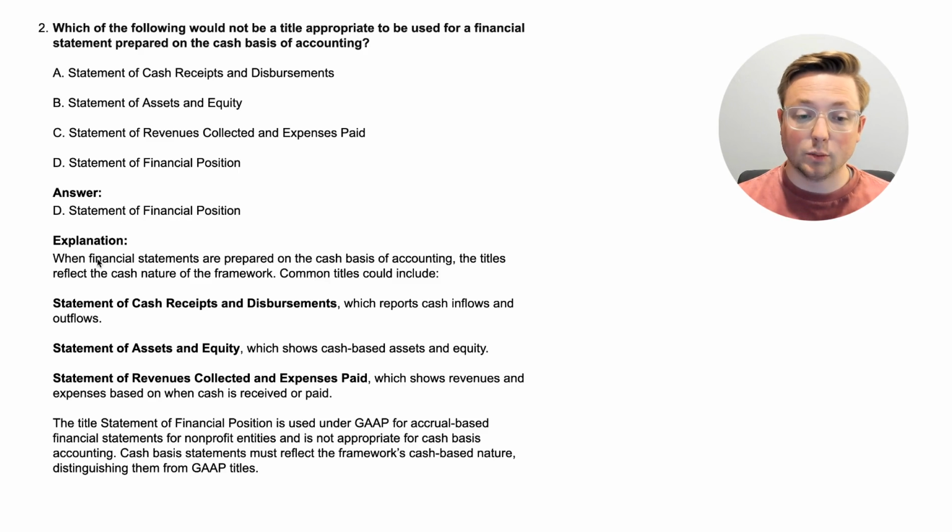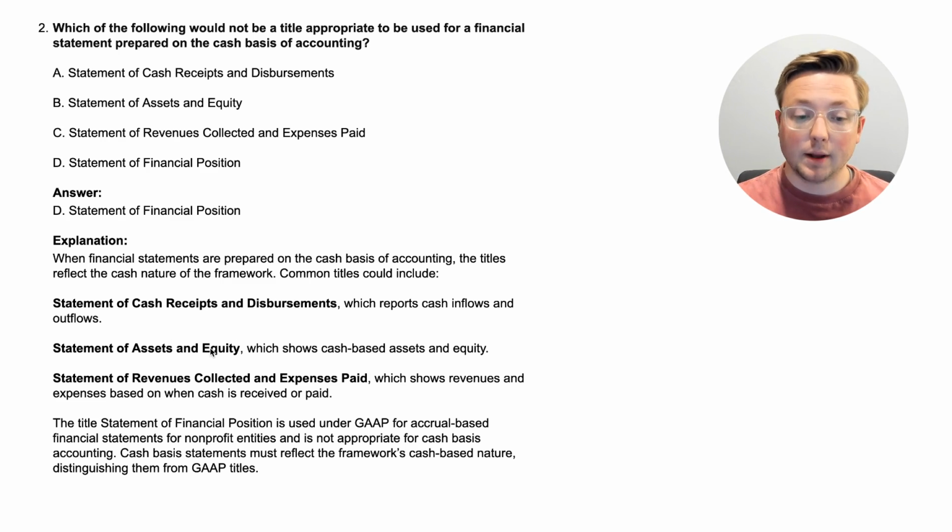Let's talk about the explanation. When financial statements are prepared on the cash basis of accounting, the titles reflect the cash nature of the framework. Common titles could include statement of cash receipts and disbursements, and that would be reporting cash inflows and outflows. Statement of assets and equity, that would be showing cash-based assets and equity, kind of similar to a balance sheet. This first one was probably kind of similar to a cash flow statement. Statement of revenues collected and expenses paid, which shows revenues and expenses based on when cash is received or paid. That would be kind of like an income statement. But again, very different titles because this is a different framework.